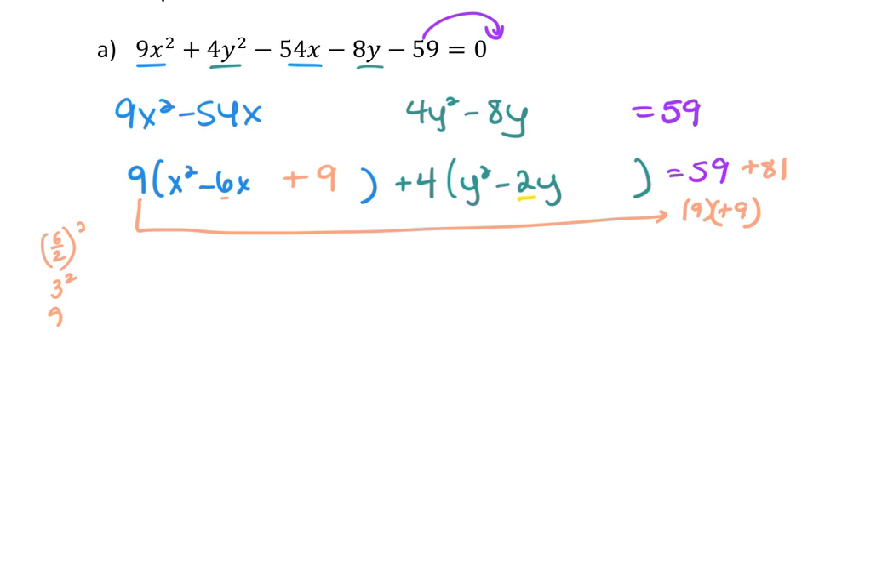Now I repeat that process for the y. 2 divided by 2 is 1. 1 squared is 1. I add it there. I'd add it to the other side, but I've got to multiply by 4 first.